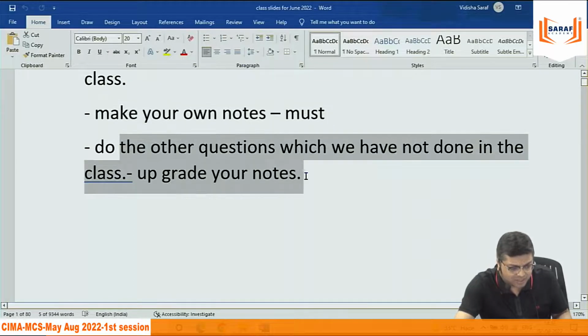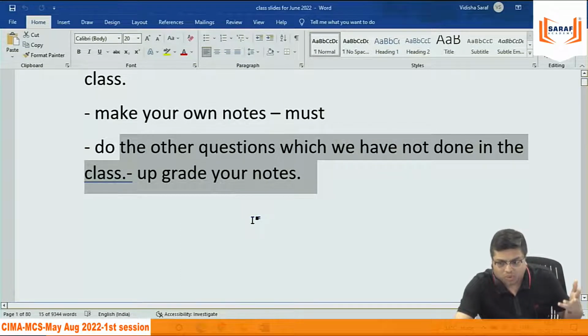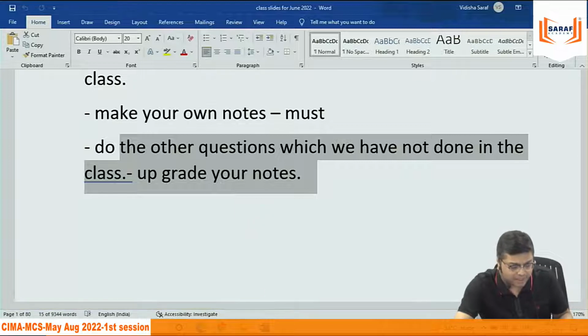I can say that for CIMA case study, FLP or any student, this can be skipped, because for you there are not so many numericals going to come in the exam.